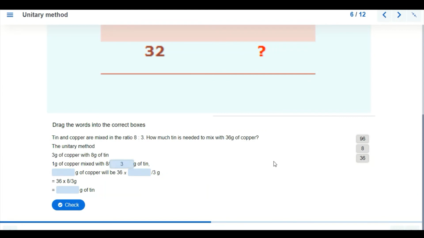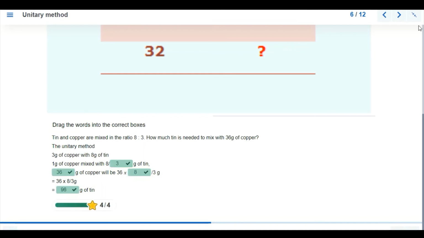Now for us to get 36 grams of copper, we have to have 36 multiplied by 8/3 grams. So we have 36 times 8, then divided by 3, to give us the grams of tin. By the time we multiply, that is 288 divided by 3, which will give us 96 grams of tin. So let's check. Yes, that is the right answer for that expression.